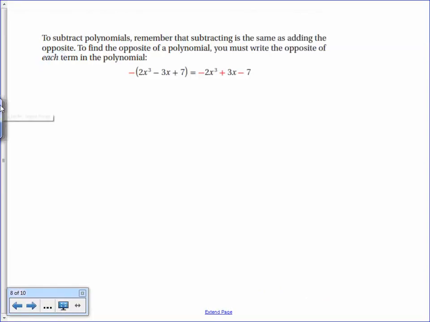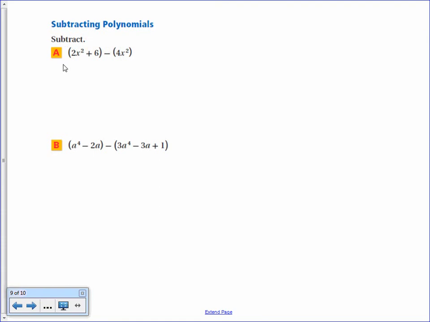So we are now going to talk about subtracting polynomials. So there actually is only one little trick that you need to do before you subtract polynomials. So remember that subtracting is the same as adding the opposite. So to find the opposite of a polynomial, you must write the opposite of each term in the polynomial. So you're going to see this. So there's going to be some polynomial, and you're subtracting another polynomial. So what you're going to do is you're going to take that negative sign and you're going to add the opposites. So they made the 2 in front here a negative, this one a positive, and this one a negative as we get here. So add the opposite. So we're going to add the flipped terms.